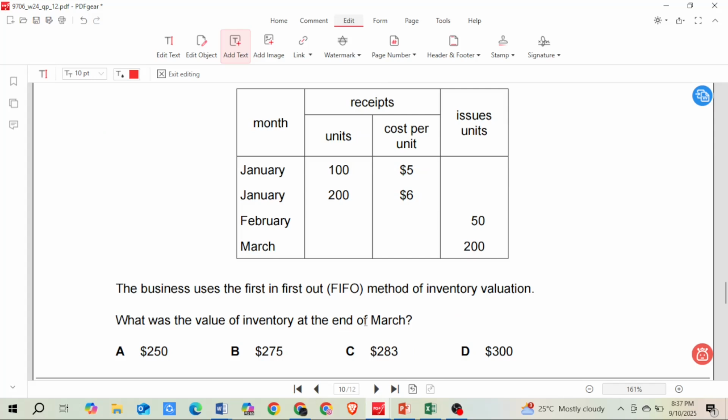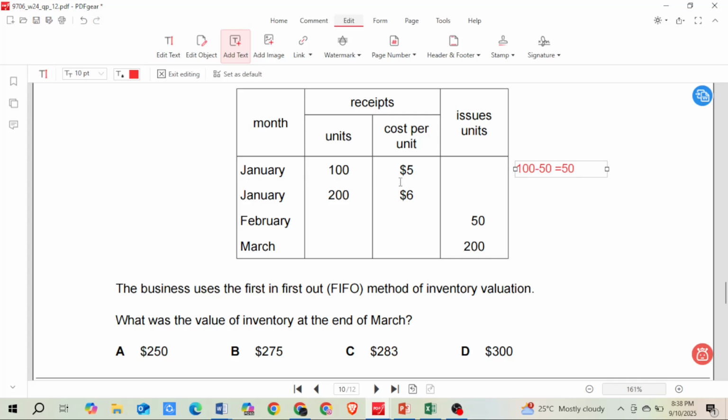So we need to calculate what is the closing value of the inventory if you use the first in first out method. So first in first out method is whatever I purchase first, I will use that first, and vice versa. Okay, so whatever I purchase later, I'll also issue that later. So in February, when I issue 50 units, first I use from the first lot, which is 100 units. So 100 minus 50 units, now I have 50 units left from the first lot.